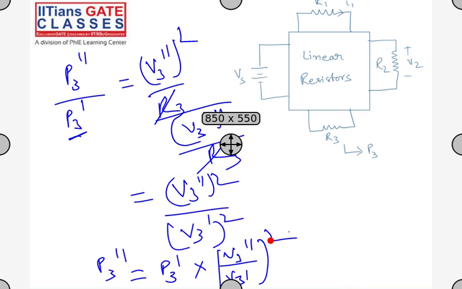Now P3 dash is equal to 60, and V3 double dash is 105 by 120 whole square. Understood, sir. Okay, even if you consider currents also, you'll get the same. This is how you'll do it.